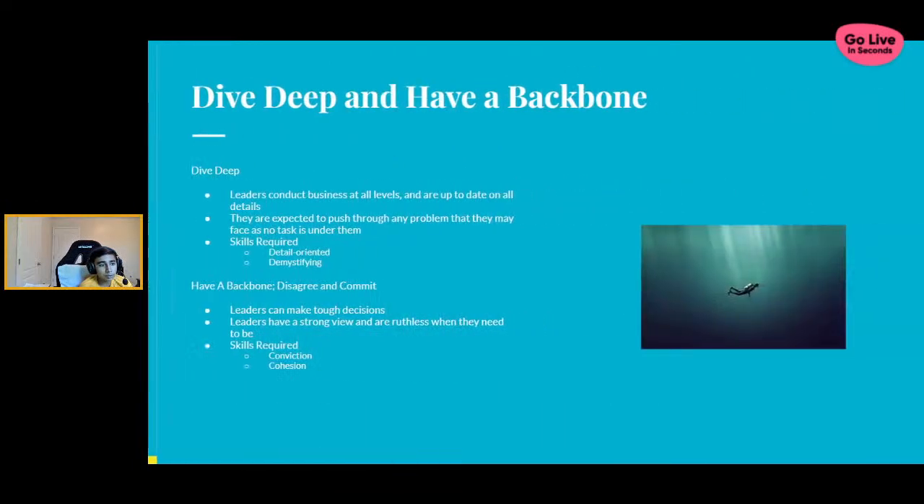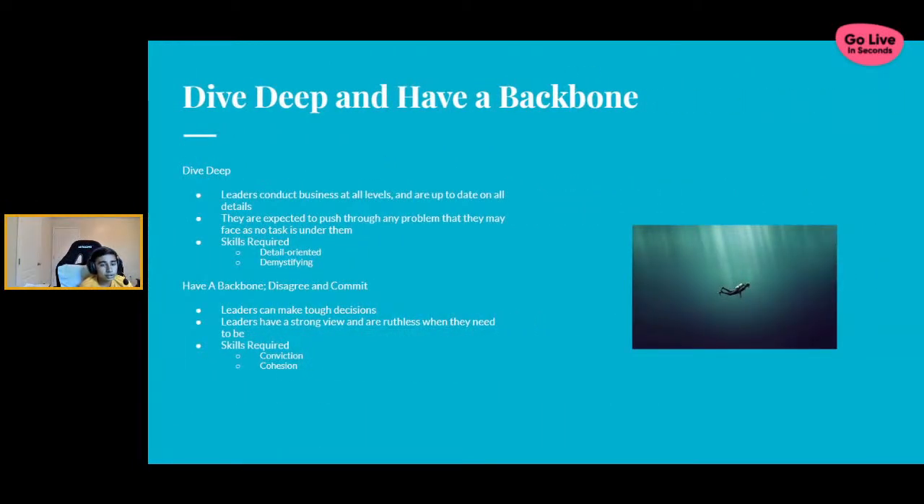Dive deep and have a backbone. So, for diving deep, leaders should conduct business at all levels and should be up to date on all details. They should be expected to push through any problem that they may face, as no task is beneath them. And the skills required for this are the ability to be detail oriented and demystifying.